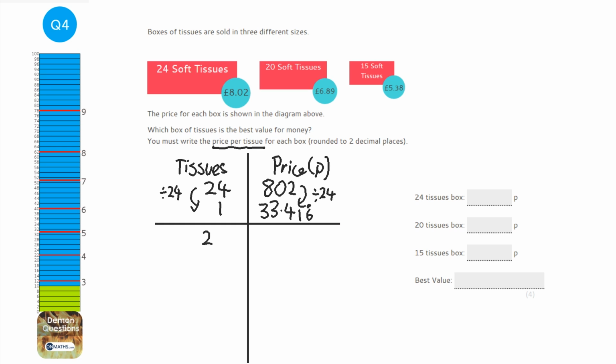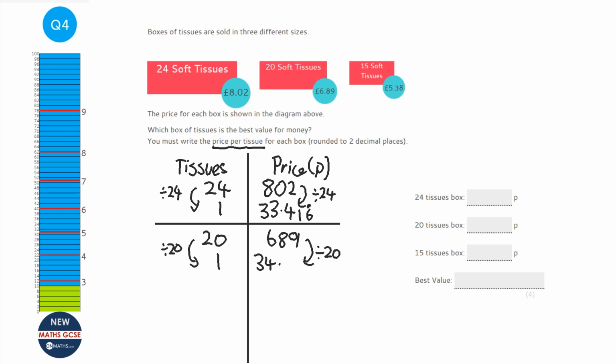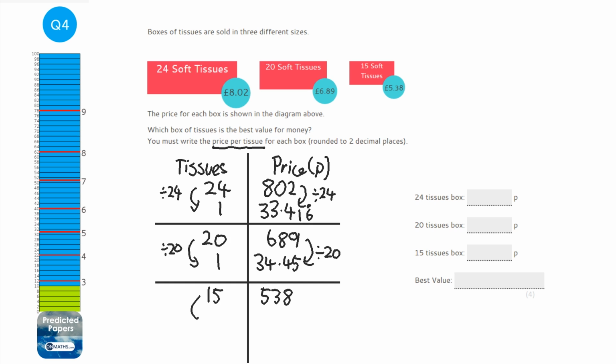Okay, so the next one is 20 tissues, and that costs 689 pence. So this time I'm going to divide both sides by 20, so I know how much one tissue costs. So 689 divided by 20 on the calculator, and I get 34.45 pence. Okay, and the last one, let's draw our line. So the last one's 15 tissues, and it costs 538 pence. So this time I'm going to divide both sides by 15 to work out one tissue. Okay, so 538 divided by 15, and this time I get 35.86 recurring.